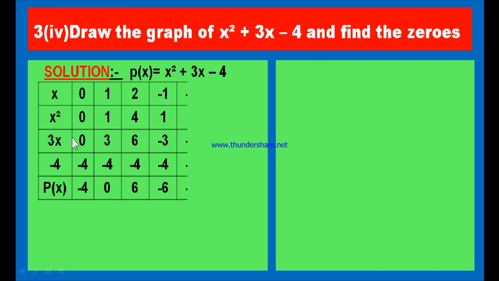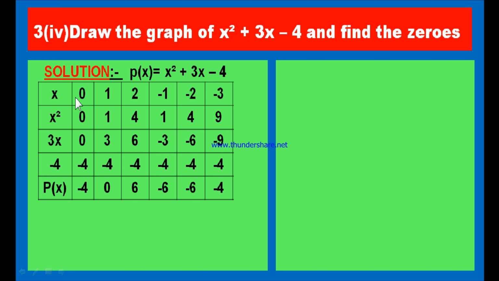Generally, you can consider x value first of all with 0 you can start. If you substitute x is equal to 0, then x square, 0 square is 0. 3 into x, 3 into 0 is also 0. And minus 4 is a constant number, therefore you can write minus 4 throughout. Now add these three values only, don't add x value. Add x square value, 3x and minus 4 only. We have to add x square, 3x and minus 4 to get p(x). 0 plus 0 minus 4 is minus 4. Therefore, the first point on the graph is (0, minus 4).